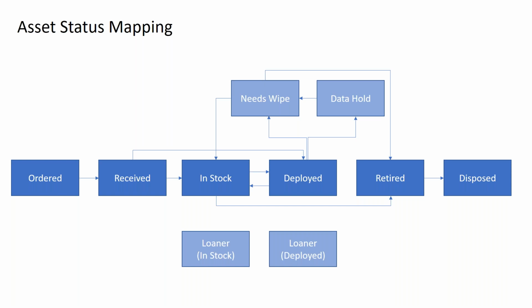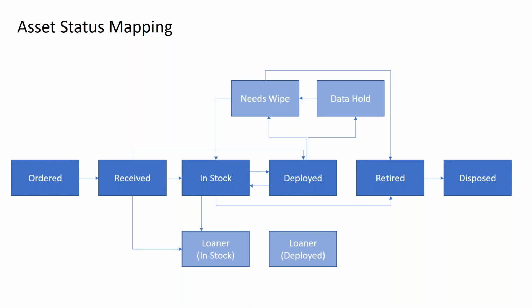So you do have your loaners as well. You have these in stock and deployed corresponding statuses for loaners. Out of box, it's called loaned, and then you often see folks add a status to represent a loaner that's in stock versus a loaner that's deployed. You might want to differentiate your stock for new machines compared to your stock for loaning.